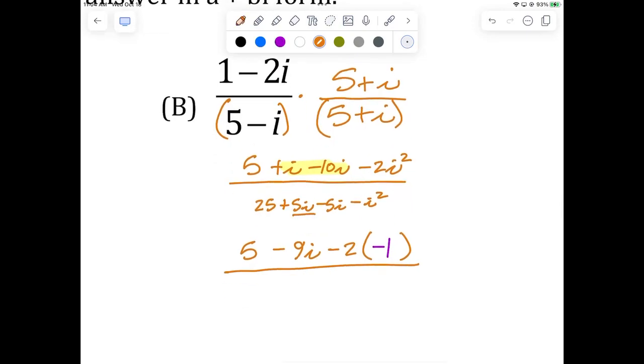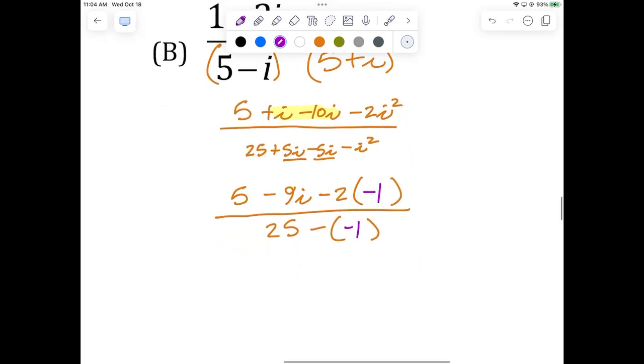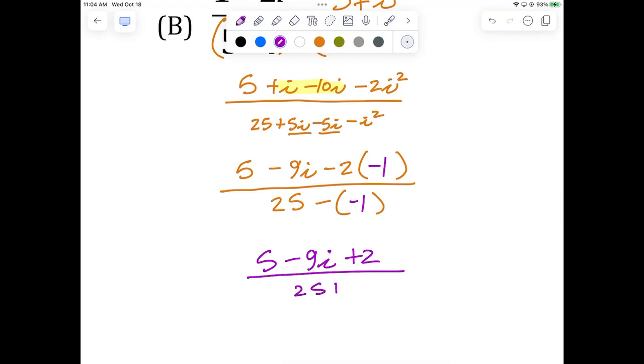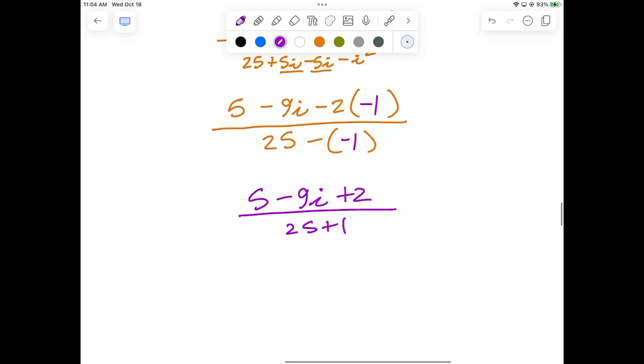In the bottom, the 5i's cancel by design. That is by design. And we get 25 minus i squared. And again, I'm putting parentheses where i squared used to be, and I'm putting a negative 1. Baby steps, right? Inch by inch. All right, now in the top, I get 5 minus 9i plus 2. And in the bottom, I get 25 plus 1. And now I combine like terms. 5 plus 2, I get 7 minus 9i, all over 26.